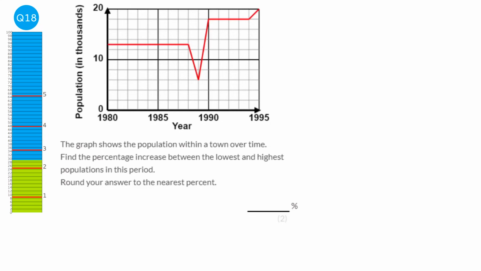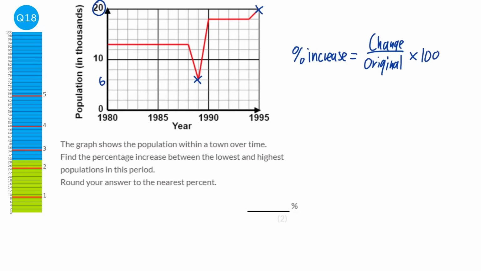The lowest point on this graph is here, and that's at 0.6, and the highest point is here at 0.20. And we're looking for percentage change or percentage increase, and the formula is change over original times 100.